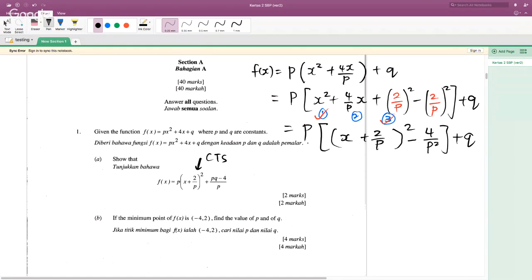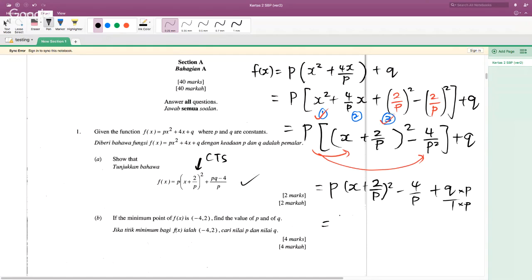The last step is I will multiply the p into both of these. So what I will have here is p bracket x plus 2 over p, squared. P multiplied by negative 4 over p squared gives negative 4 over p, plus q. We want to get something like this: q over 1. I will make them have the same denominator, so I multiply by p. Therefore I can get exactly the things over there, p squared. So this is qp minus 4, so I can say pq minus 4 over p.